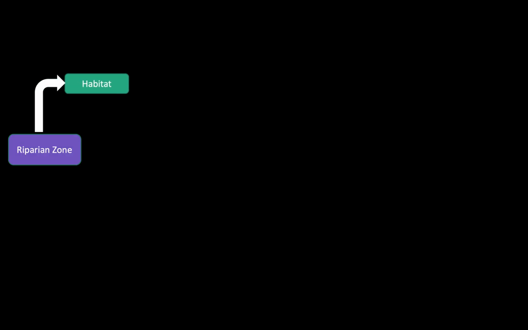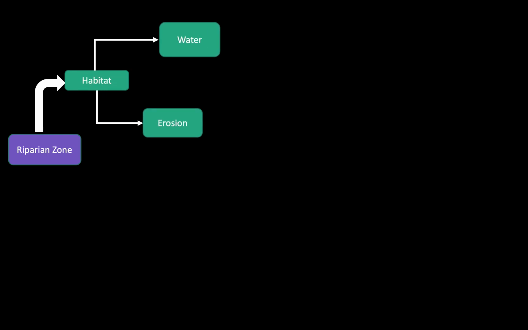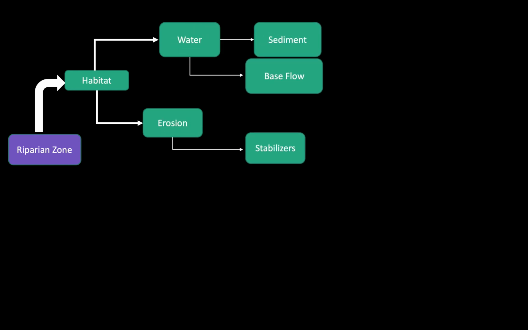Among their many purposes, riparian zones provide habitat for aquatic and terrestrial organisms. They accomplish this by improving and protecting water quality and quantity, and controlling soil erosion. Excessive soil erosion can further lead to polluted waters and can prevent the establishment of stable soil for vegetation to grow. Water quality can be determined by the amount of sediment in the water and by the delivery of the base flow to the stream, while soil erosion is prevented by stabilizers in the riparian zone.